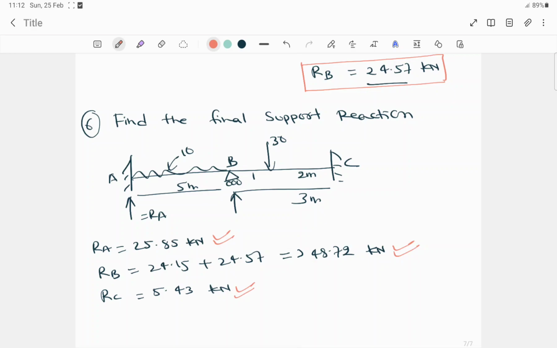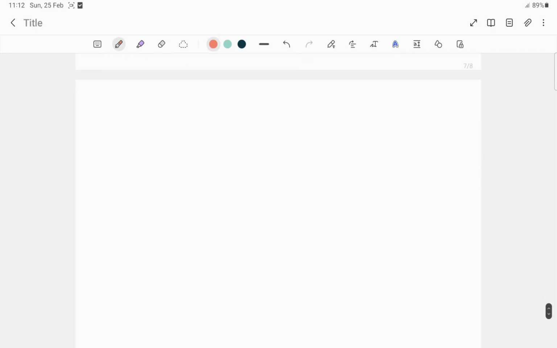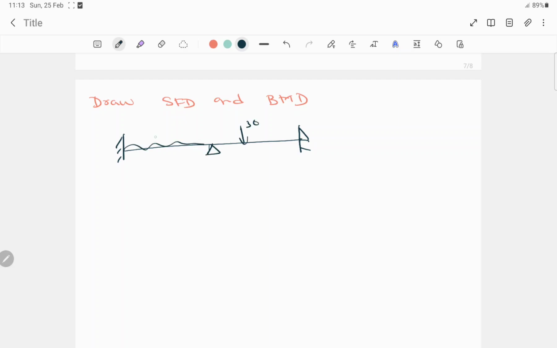The last step is to draw the shear force diagram and bending moment diagram, right? So now we'll draw the shear force SFD and BMD. Okay, so here I'll draw the beam again, 30, 10, A, B and C. Now we'll draw the bending moment first here, B.